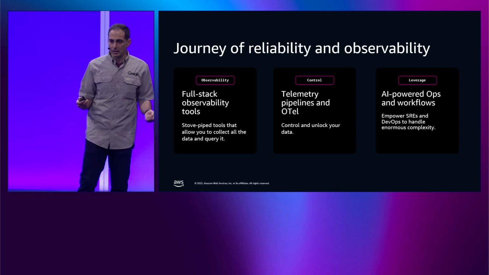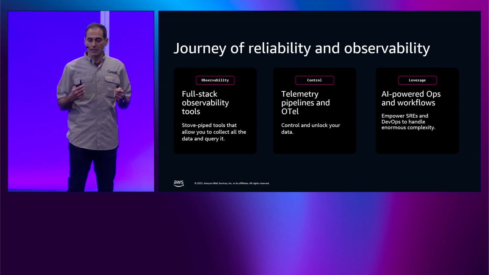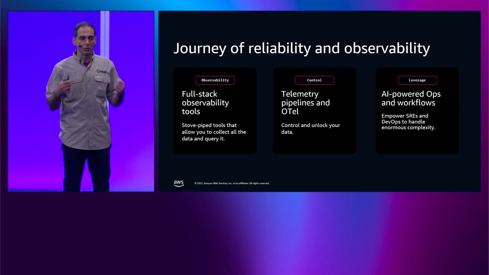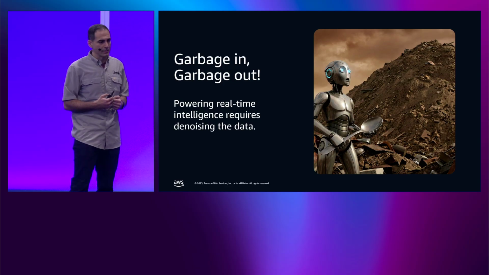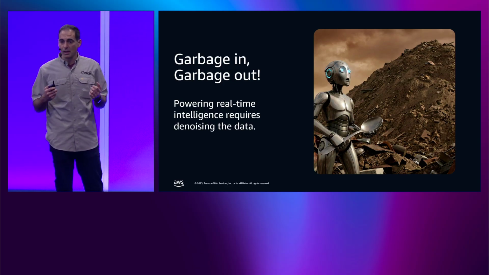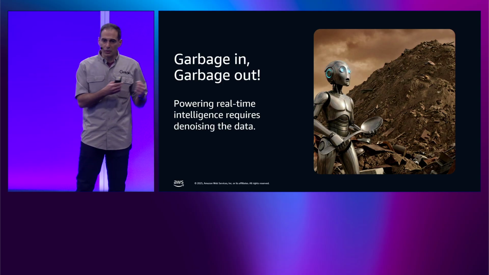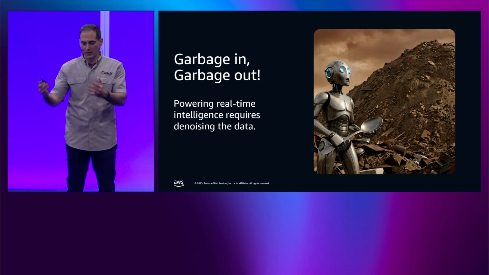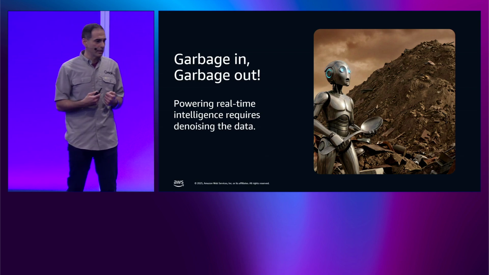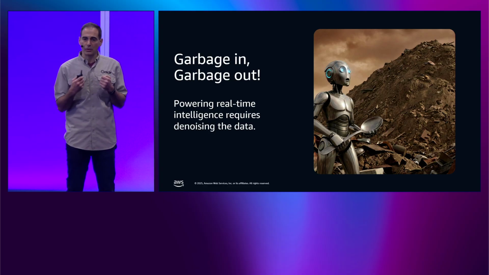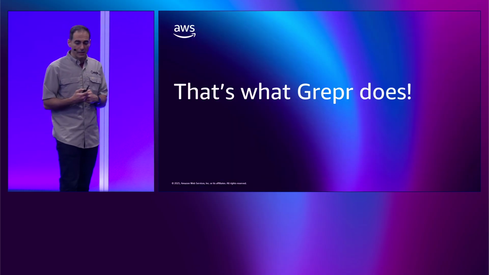And so what happens after that is we want to enable AI-powered ops and workflows, and this is what everybody's talking about today. We want to empower SREs and DevOps to be able to handle enormously more complex operations and systems. But the biggest problem with AI systems today is that the data is just enormous, and it's mostly noise. Everything that you're collecting, maybe you'll ever need 1% of it. And if you were to feed all that data into an AI model and tell it, hey, figure out what's actually in there, it's really garbage in and garbage out. And so the biggest problem with using AI for observability is the ability to denoise the data and figure out how to concentrate it so you can actually have clean data for these systems. And really, that's what Grepr does.